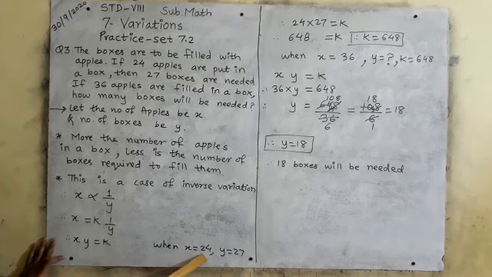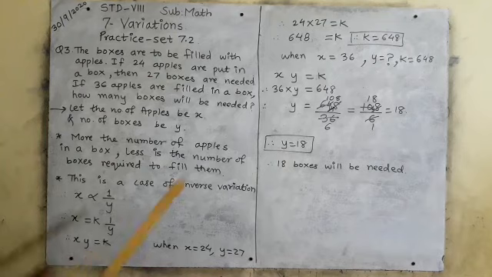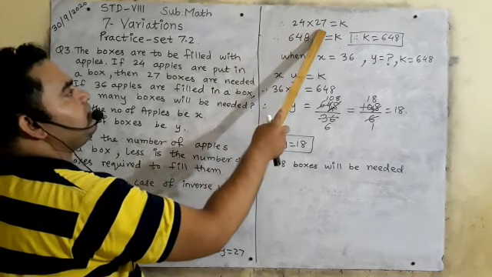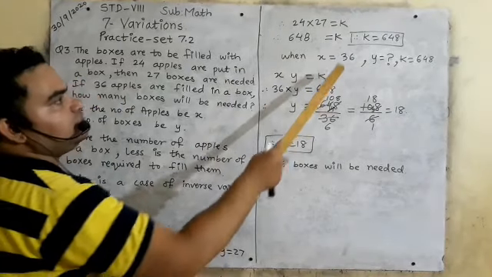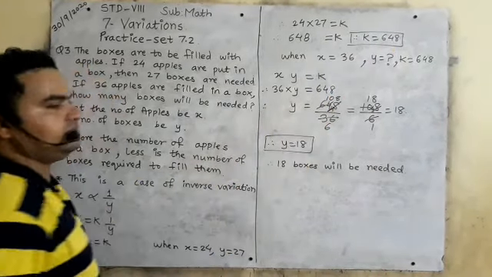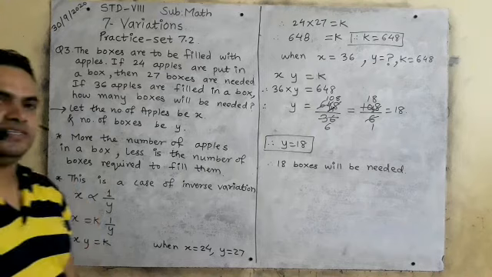Now when x is equal to 24, y is equal to 27, first condition. X is 24 and y is 27. We will multiply: 24 multiplied by 27 is equal to k. So the answer will come 648. So the constant is 648. Okay, always find the constant first.